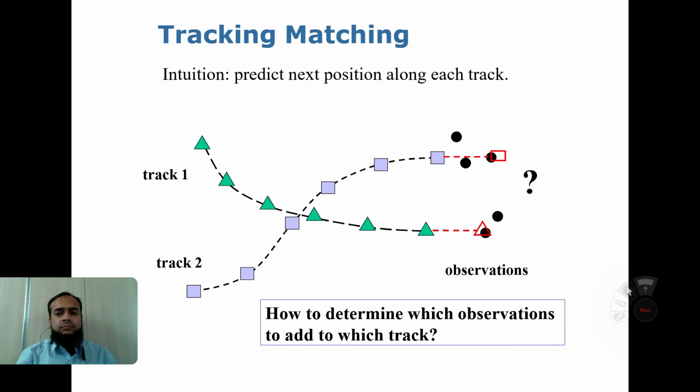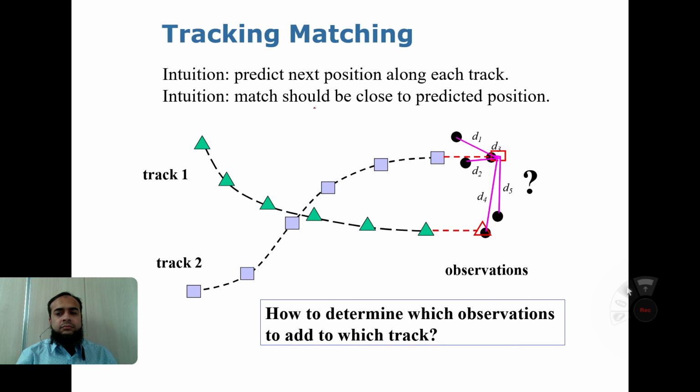Okay, so that's why we use the validation gate, and we match the best possible matching. For example, this measurement is matched to this track, and this measurement is matched to this track number one. So we should predict the next position along each track. Here we predict the measurement along each track.